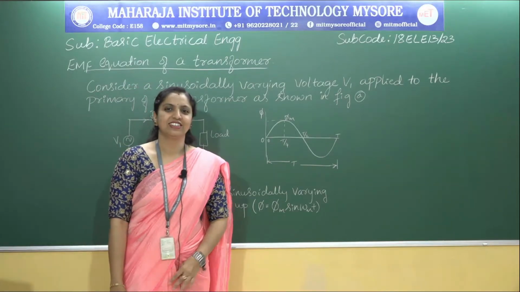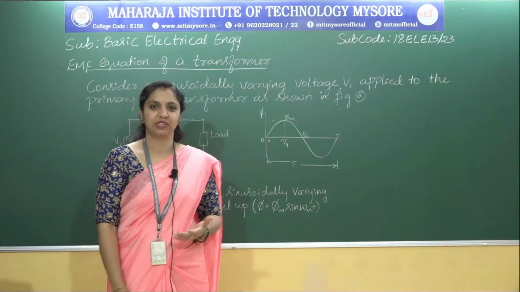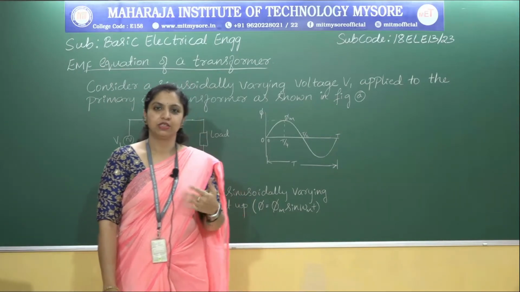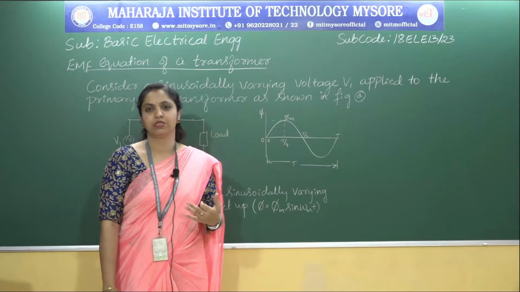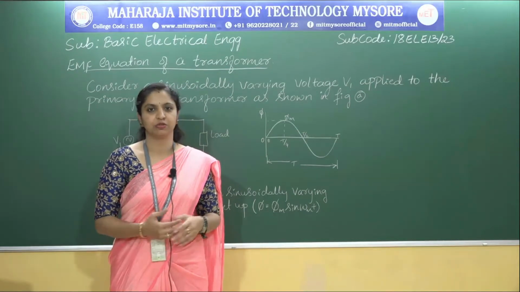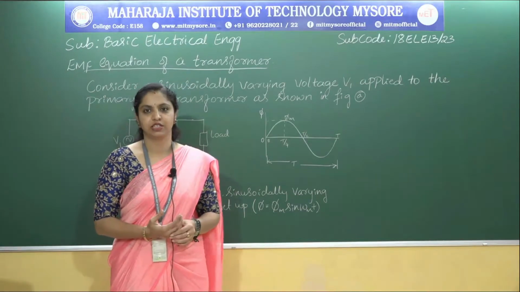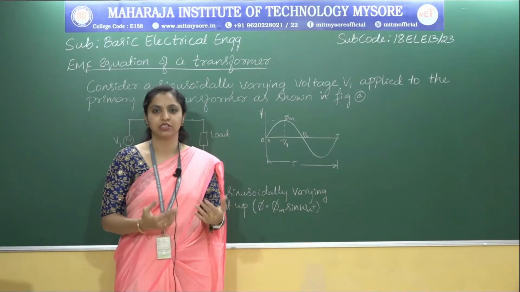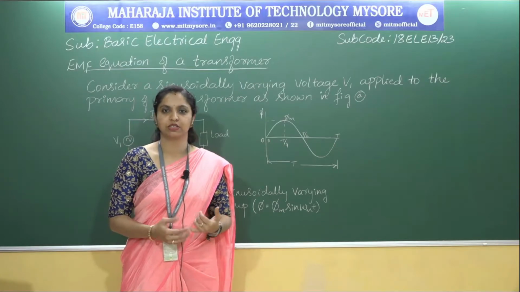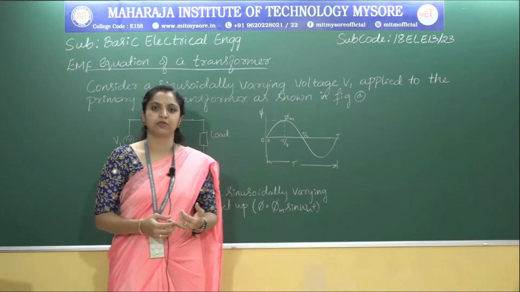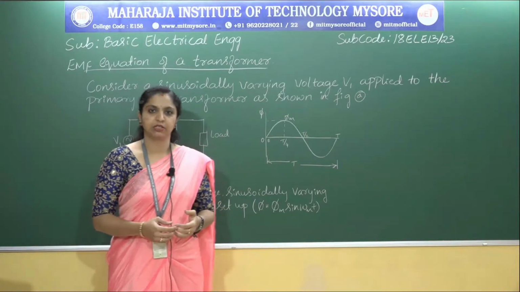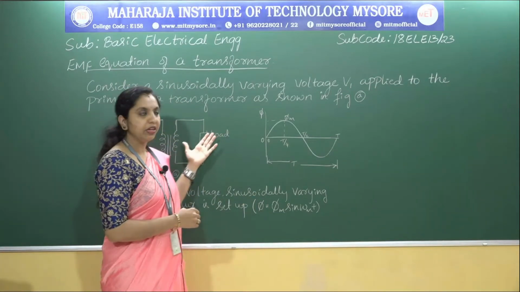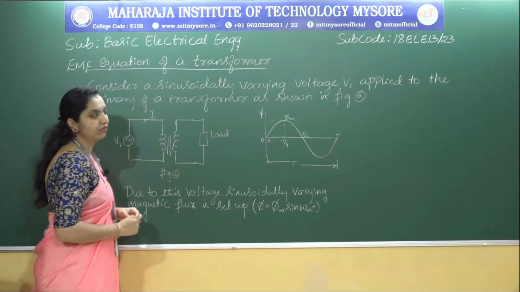Hello everyone. In the previous session, we started with the module called transformer. In the third module, we have two chapters, one is transformer and another one is domestic wiring. We have started with the transformer, and I have already explained the constructional parts of the transformer, the types of the transformer, and the working principle of the transformer. Next, let us see the EMF equation of a transformer.